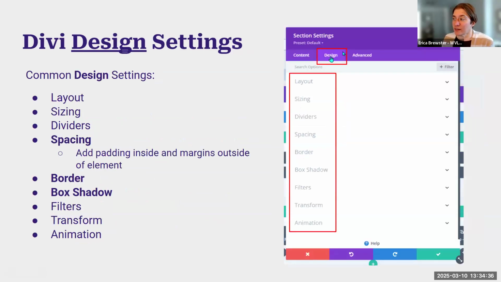Now the design settings. Content will also include, in individual modules, things like images and text. The design settings are basically the same for almost everything, unless you have some additional content that you are needing to add design to.